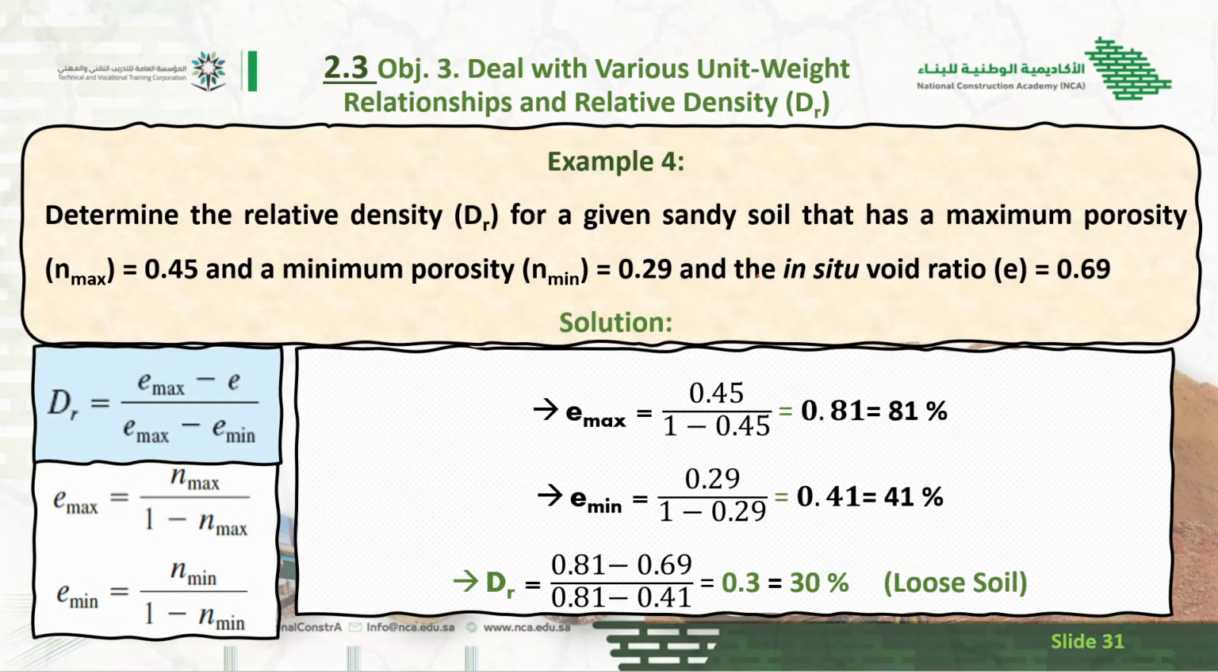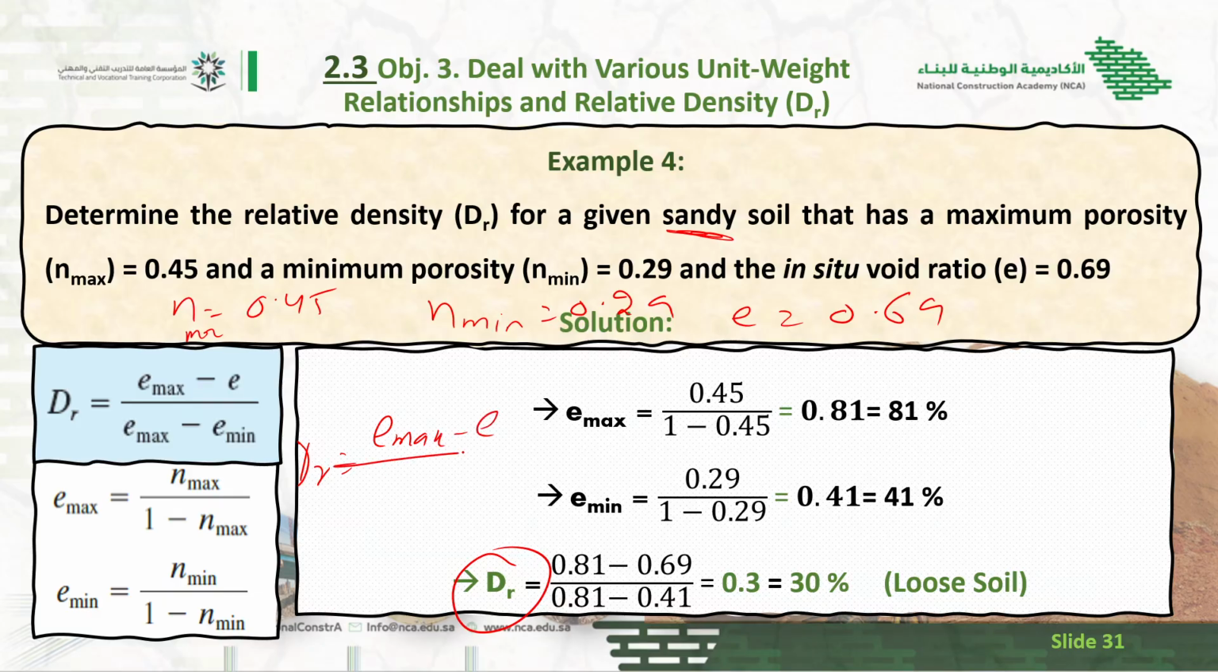We can try to solve one question, it will be clarified. Determine the relative density for a given sandy soil. The sandy soil has maximum porosity, given as n maximum 0.45, and minimum porosity equal to 0.29, and e, the void ratio, is equal to 0.69. We need to calculate Dr. What is the formula for Dr? Dr is equal to e maximum minus e, divided by e maximum minus e minimum. We don't have the values for e maximum and e minimum, but e we already have.